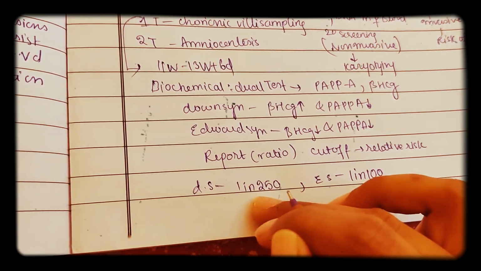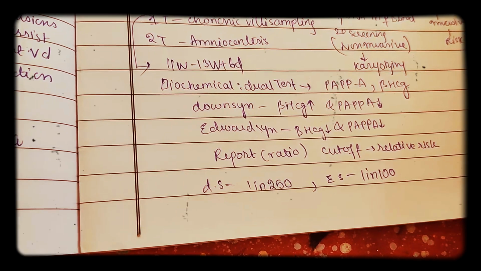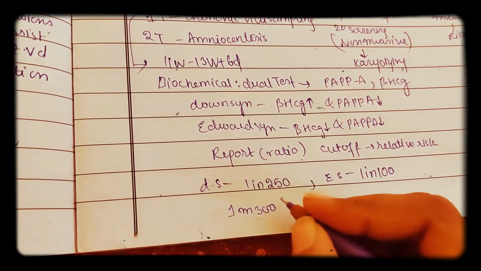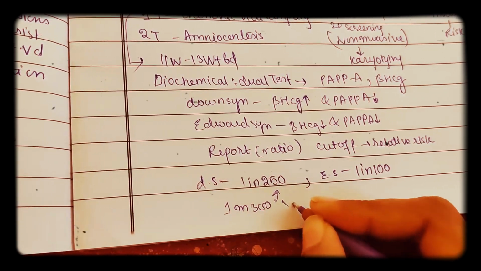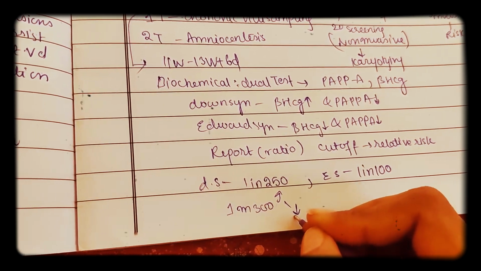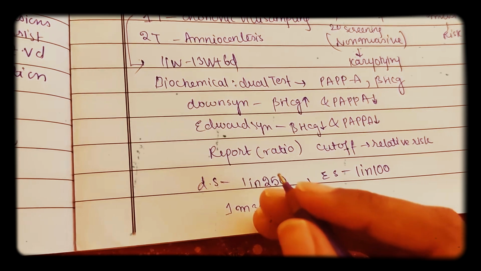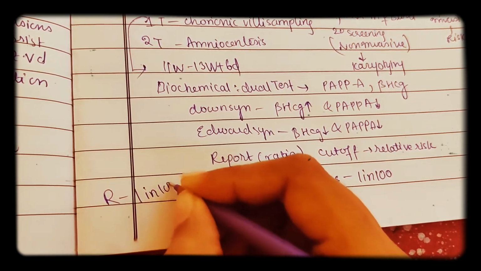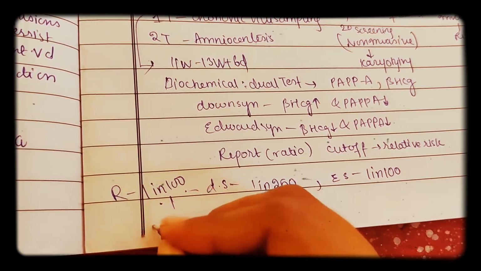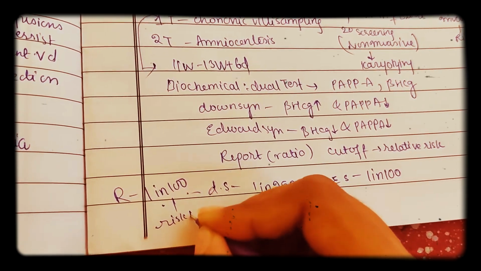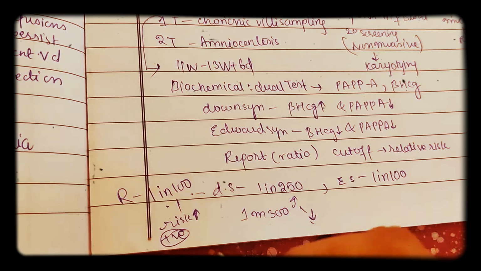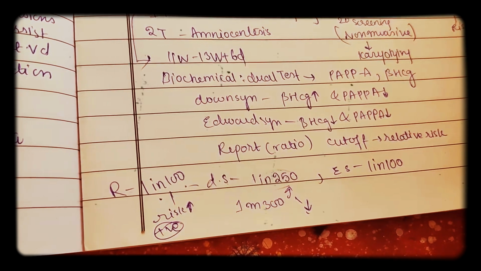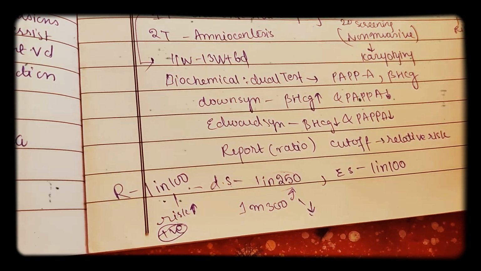For example, in Down syndrome we take 1 in 250, right? If the report says this person has 1 in 300, it means there is less chance compared with the cutoff value that this baby has Down syndrome. But if the report says 1 in 100 for Down syndrome, what will you say? It means there is a high relative risk, so you can say the screening test is positive compared with the cutoff. This is how we differentiate between the cutoff and the report values.